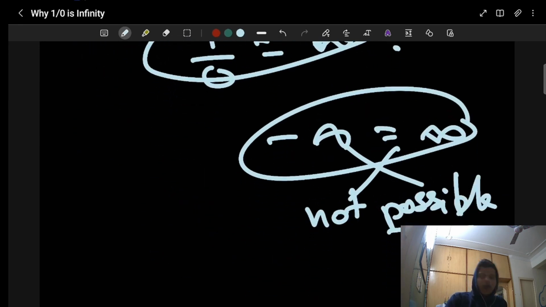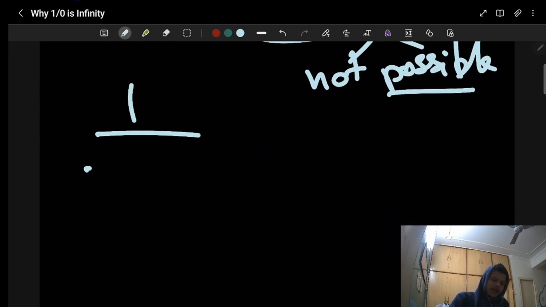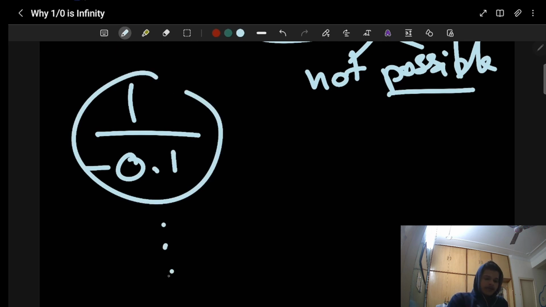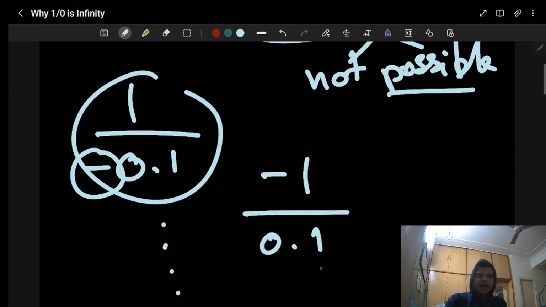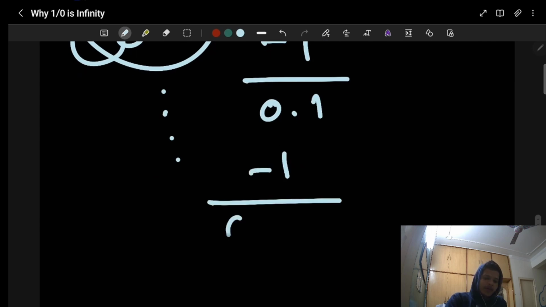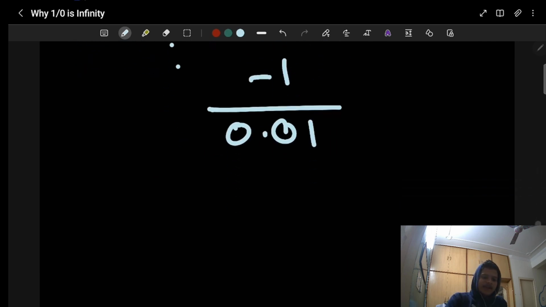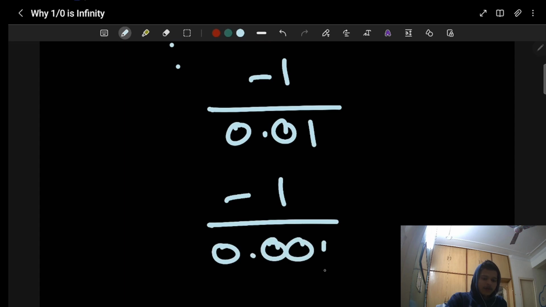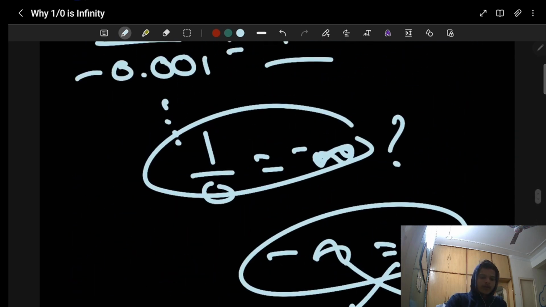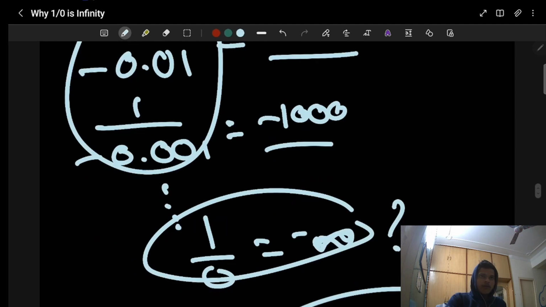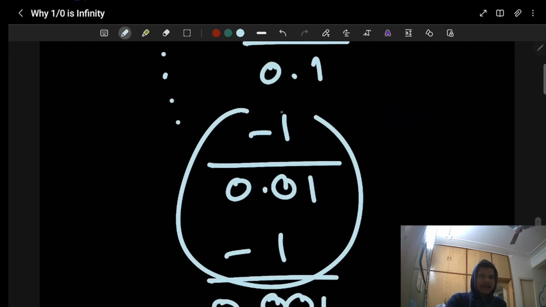Basically, what happened was, if we look at 1 upon minus 0.1, the problem that Eddie made was that he kept the minus sign in the denominator. What was actually meant to be the series that he wanted to express was minus 1 upon 0.1, right? And then minus 1 upon 0.01. And then minus 1 upon 0.001. This is the same thing. Notice this. All these and these are the exact same thing, right?